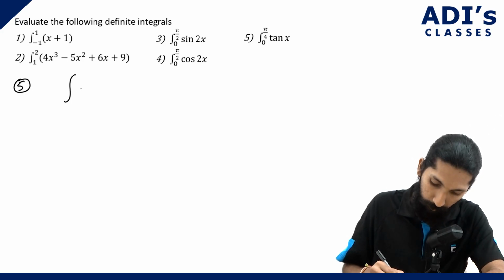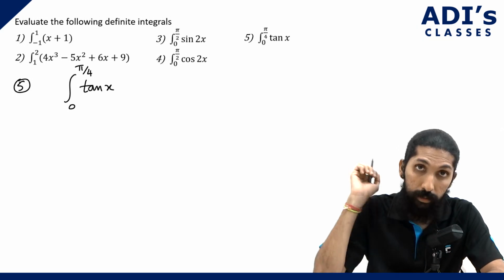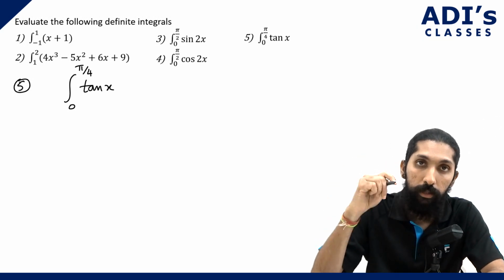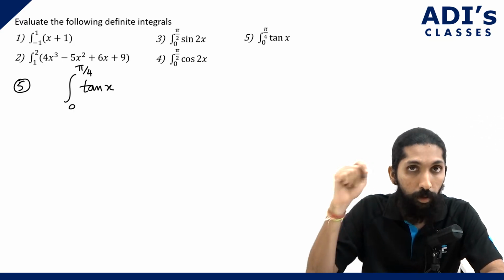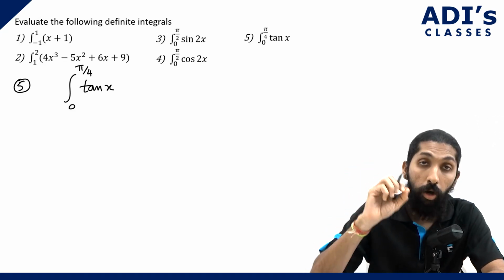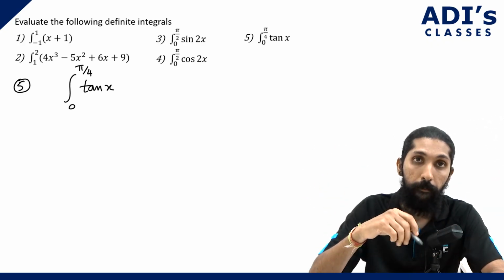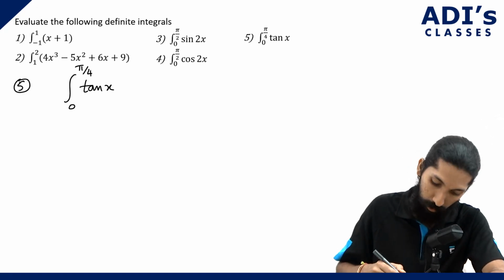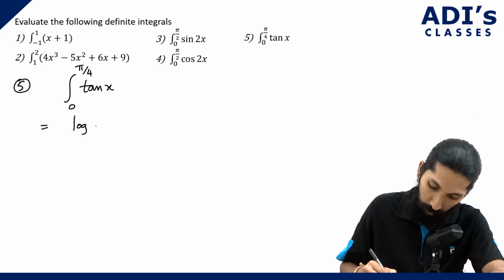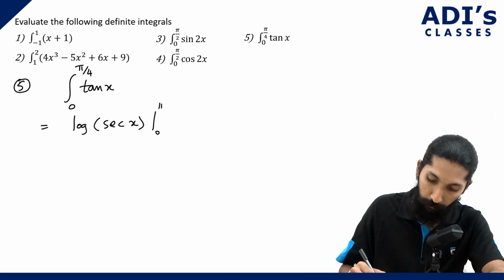You have integral of tan x from 0 to pi by 4, right? What is integral of tan x? Log of cos x, correct? When you take log of cos x, you're going to get minus, isn't it? So you can take minus log of cos x, or you can take log of secant x, because both of them will give you the same answer anyway. So now here, let's go by the formula itself. That is log of secant x. This is from 0 to pi by 4, correct?